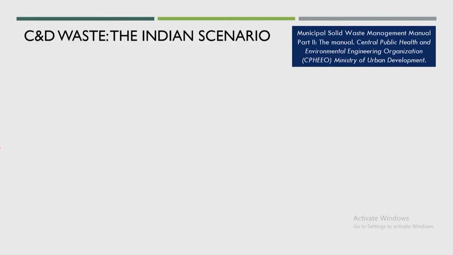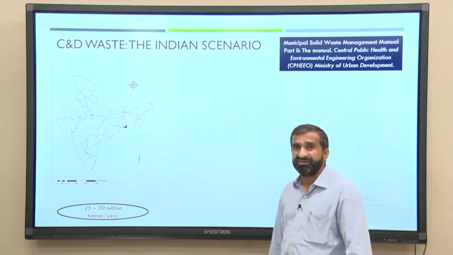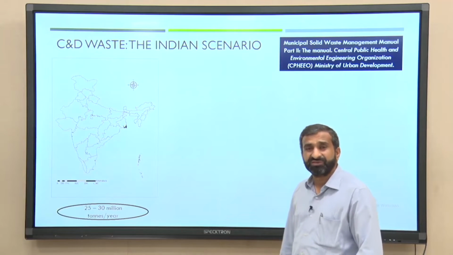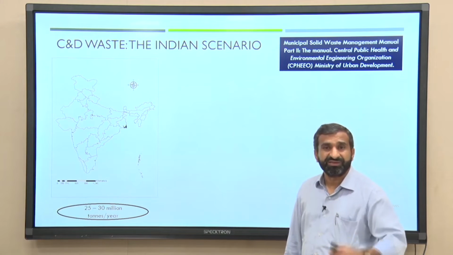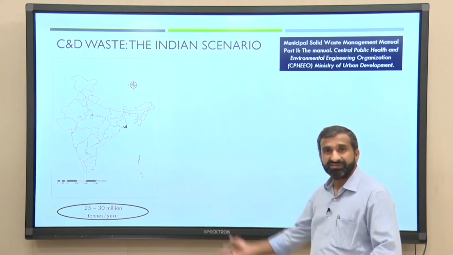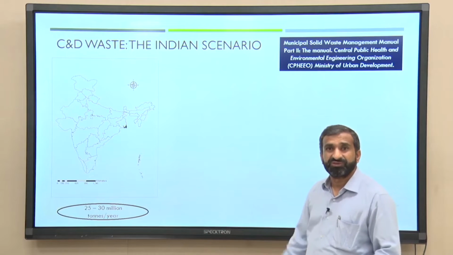Now, what is the Indian scenario of C&D waste? As of now, around 25 to 30 million tons per year of C&D waste is getting generated, and this is a very large quantity. If you compare with our MSW, it goes to 65 to 70 million tons per year. So, this is almost half of the MSW quantity.